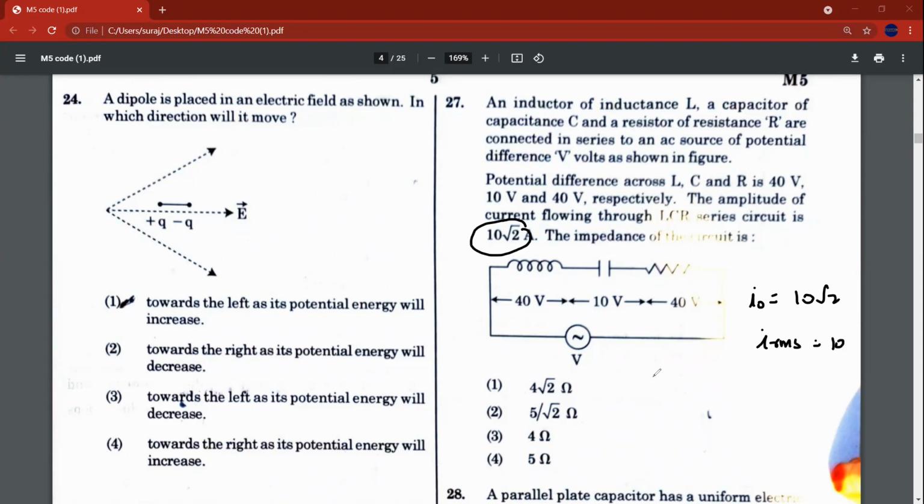VRMS we can find. VRMS will come around root over R square, that means 1600 plus 900, 2500, so 50 will be VRMS. V is equal to IR, zero cancel, R will be 5. Option 4.